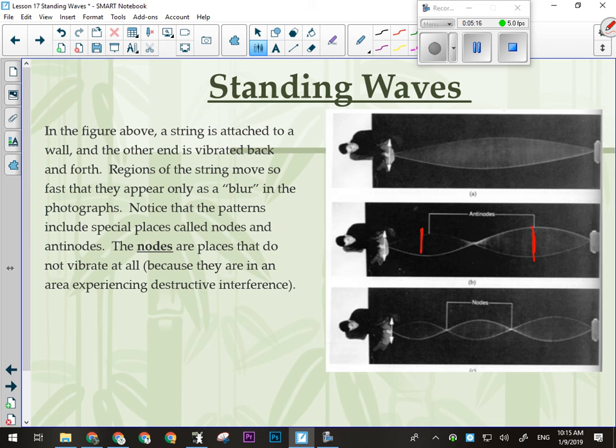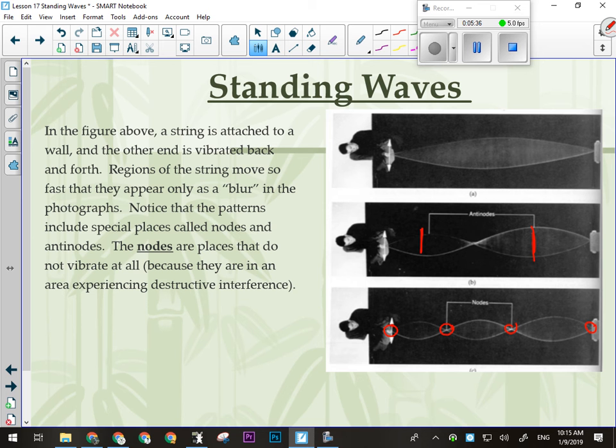Okay? The areas of destructive interference, here, here, here, and here, are called nodes. Okay? A node is an area of complete destructive interference. An antinode is an area of complete constructive interference. Okay? Those are terms you're going to need to know. Everybody with me there? Okay.